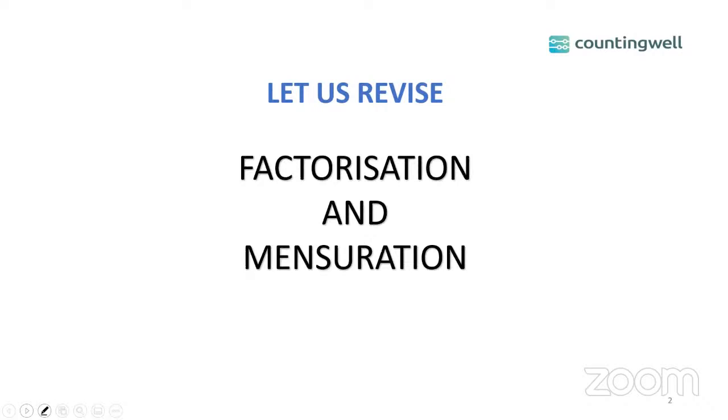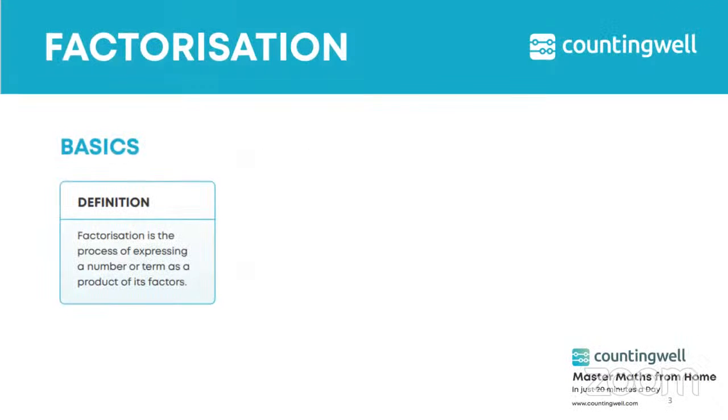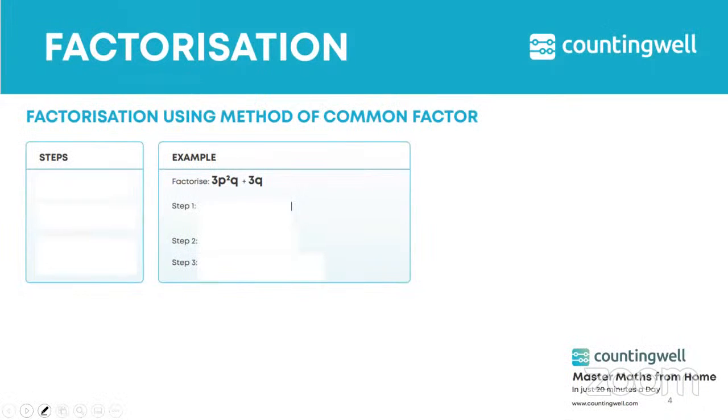In this session, I will take you through two chapters, Factorization and Mensuration. Let us see some basics from the chapter Factorization. What is factorization? It is nothing but a process of expressing a number or a term as a product of its factors. Let us see how to factorize using the method of common factor.